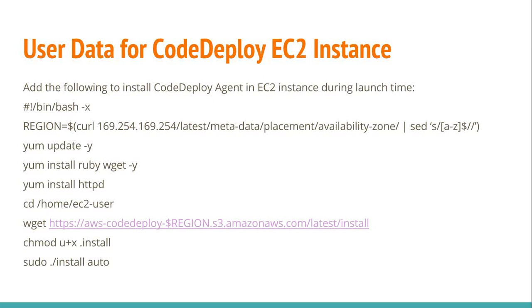And next, when you are launching an EC2 instance, we have to put these commands in the user data so that it will install Ruby, wget, the Apache HTTP web server, and the CodeDeploy agent also. Suppose I want to deploy my application into multiple instances. We have to install the CodeDeploy agent on all the instances. If you run these commands, it will automatically install Ruby, wget, HTTPD, and the CodeDeploy agent on that EC2 instance.